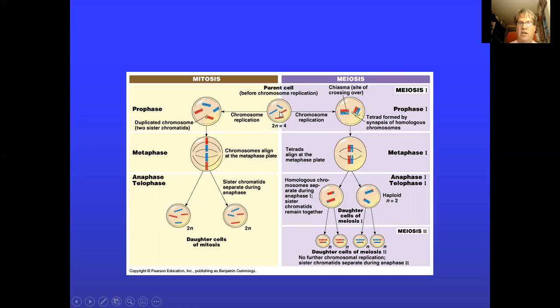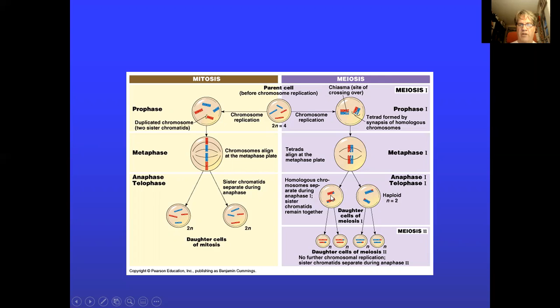Nothing changed. In meiosis, the cell is going to replicate its DNA during S phase, and then during prophase 1, the cells are going to form tetrads, right? And then cross over along the chromosome sets in the middle of the tetrad, right? And then in metaphase 1, they're going to line up at the metaphase plate.